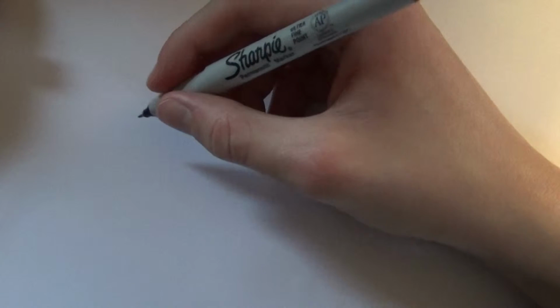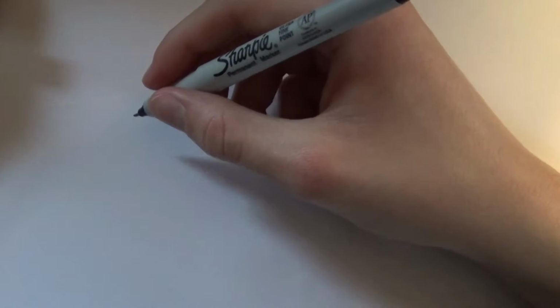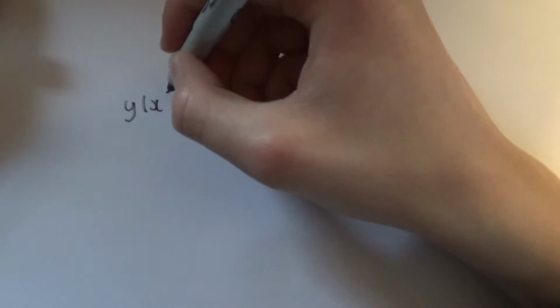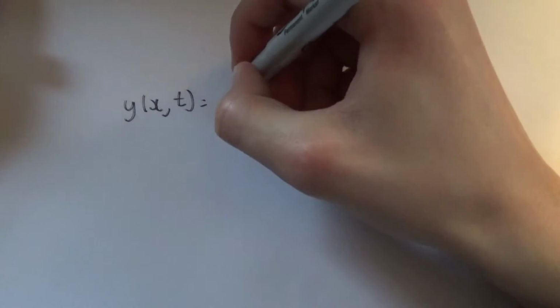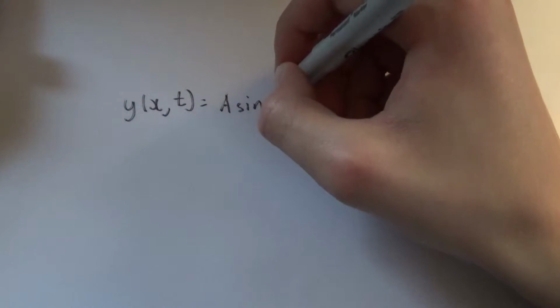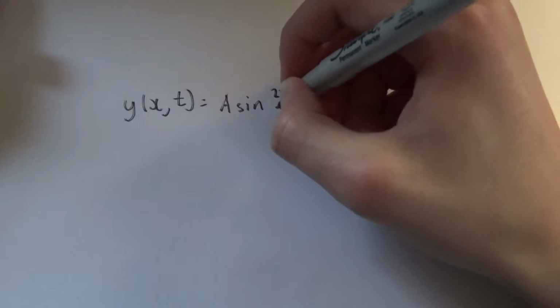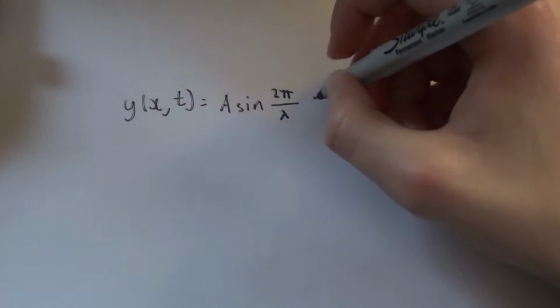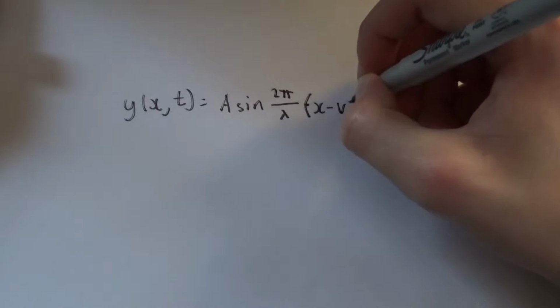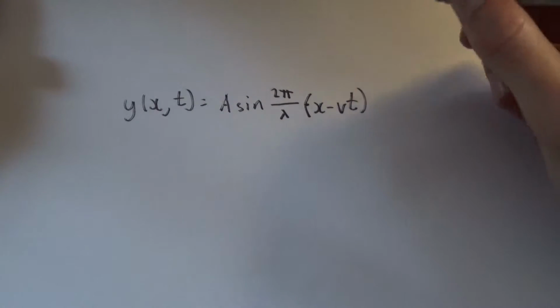So first of all, we have to assume a certain function for our wave. And this wave is going to be moving across the wire, so it has to be time dependent. And here is a simple example of a wave. So you have y, which is a function of x and t, is equal to A sine times 2 pi over lambda, parentheses x minus vt. So now let me take you through what everything in this is.